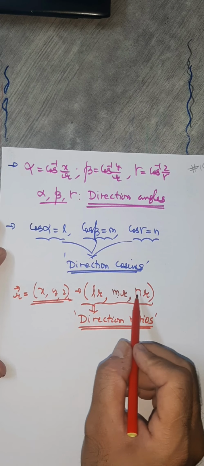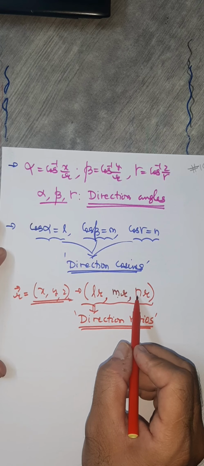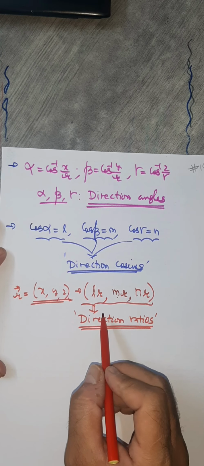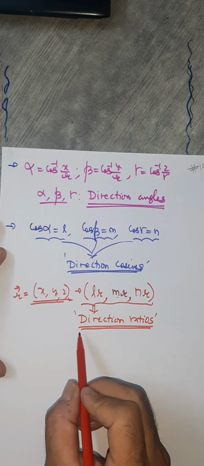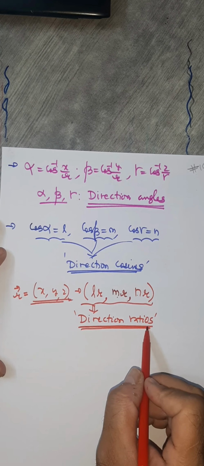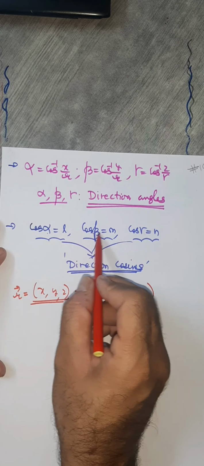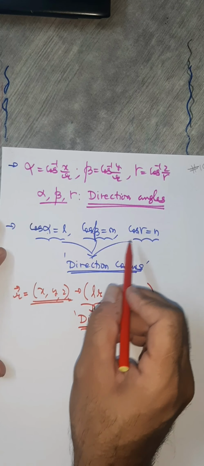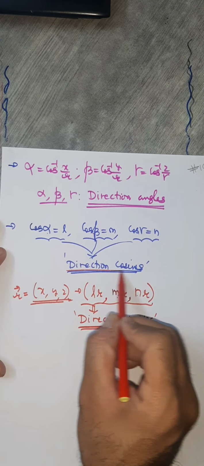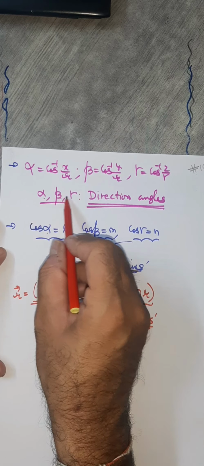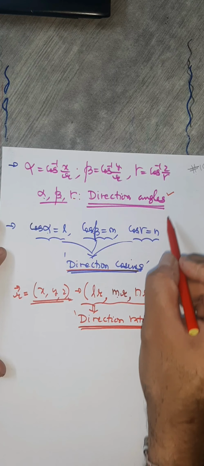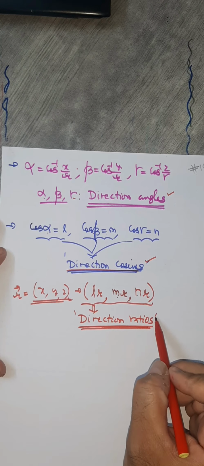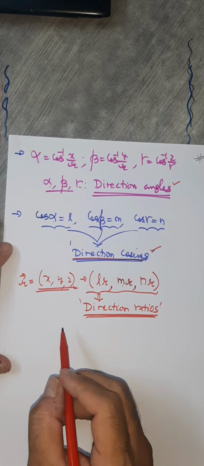lr, mr and nr are always in the proportion of the given direction cosines. So sometimes these are called direction ratios. Cos alpha, cos beta and cos gamma, or l, m, n, are called direction cosines. Alpha, beta and gamma are called direction angles. Direction angles, direction cosines and direction ratios.